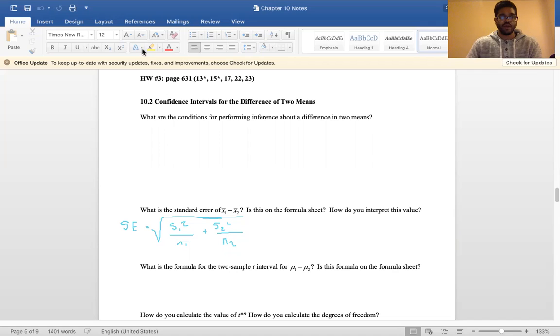Okay. And so now, again, what does SE tell us? SE says how far x bar 1 minus x bar 2 is from mu1 minus mu2 in standard deviation units.